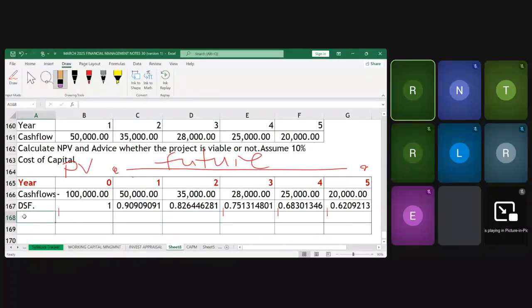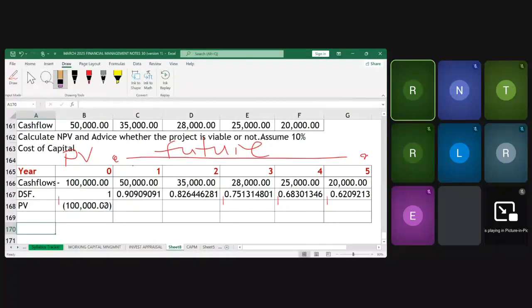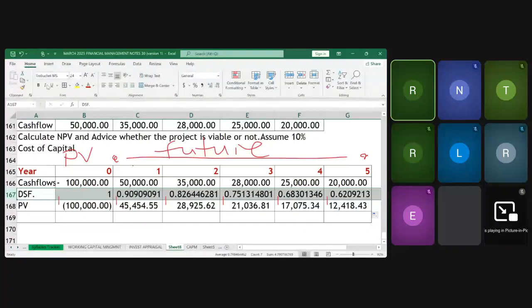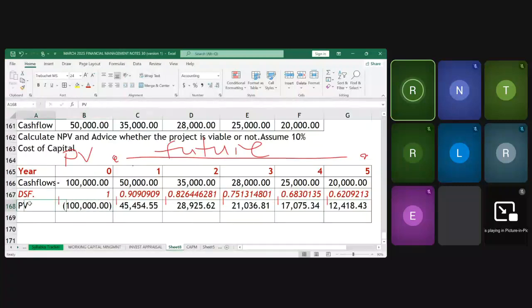So the present value, I now have 2 types of present value. I have a present value of year 0, which is negative. So I'm going to have 100,000 times 1. Already this one is negative, and then I multiply everything, but the easiest thing is to just go there and drag up to year 5. You now have your present value, and the present value of your cash flows are these ones. Now let me just highlight them so that you can see. These are my present values.